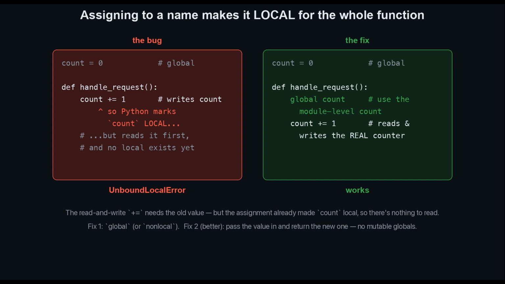Look at our counter. There's a global count, 0 at the top. Inside the function, we write count += 1, but += is a read and a write. It needs the old count to add 1. Because the function assigns to count, Python has already marked count as local, so when it tries to read the old value, there is no local count yet and it throws. On the right, the fix: the word global tells Python to use the module-level count instead of inventing a local one. Same code, one keyword, no crash.